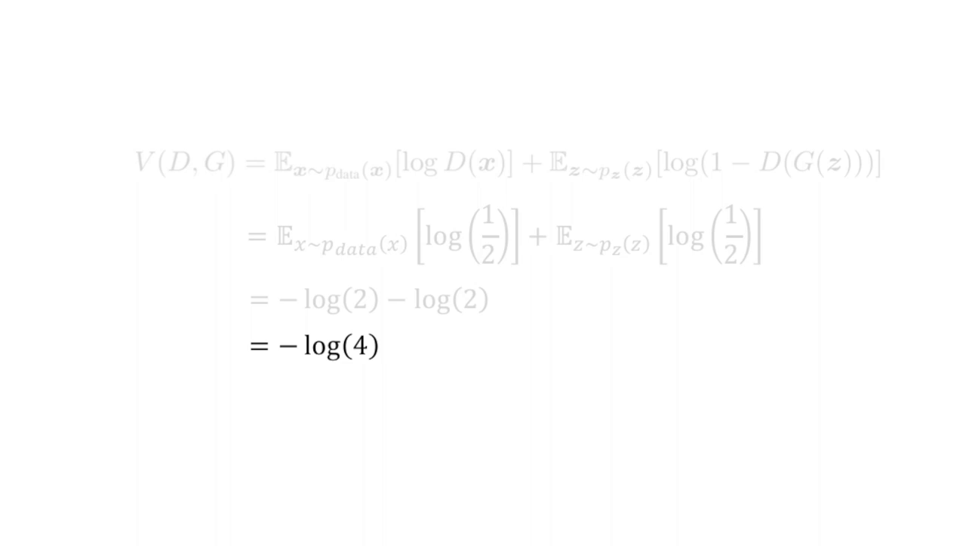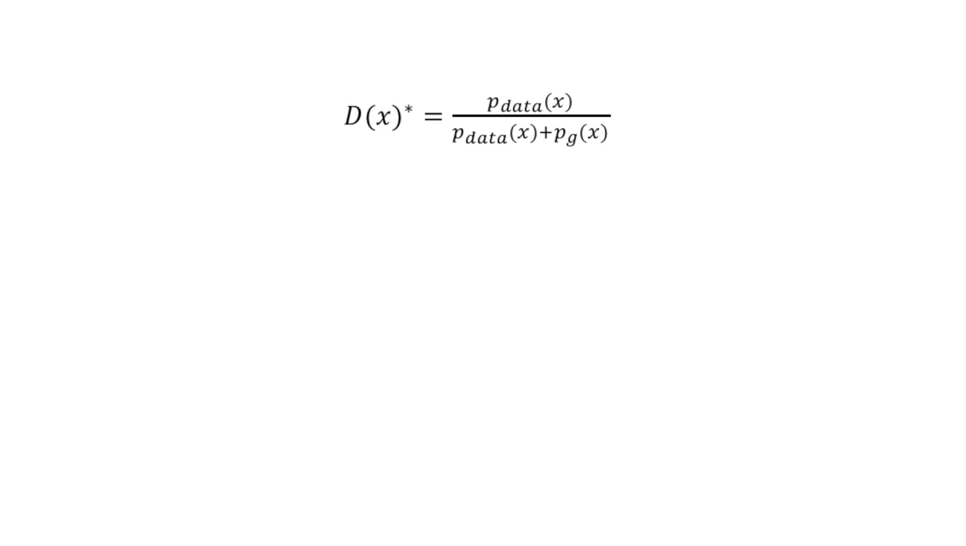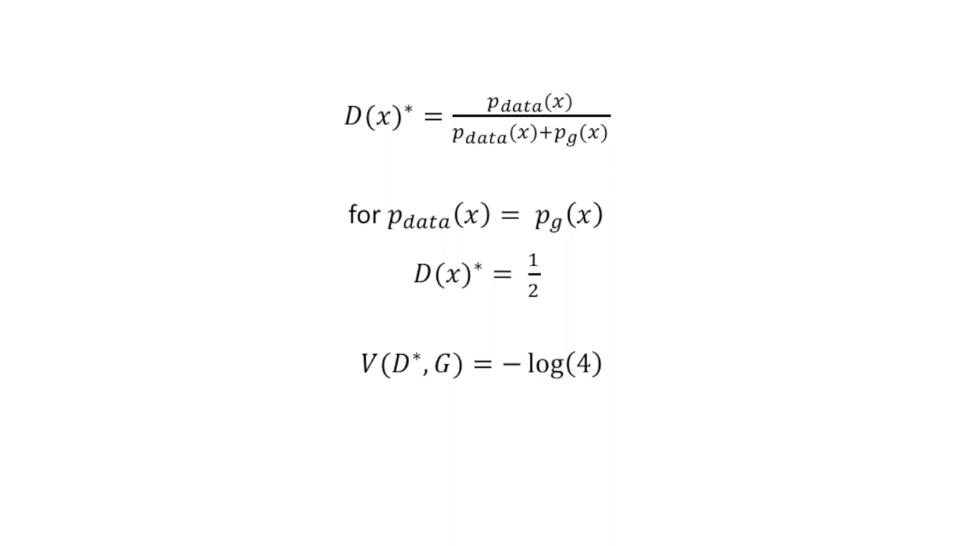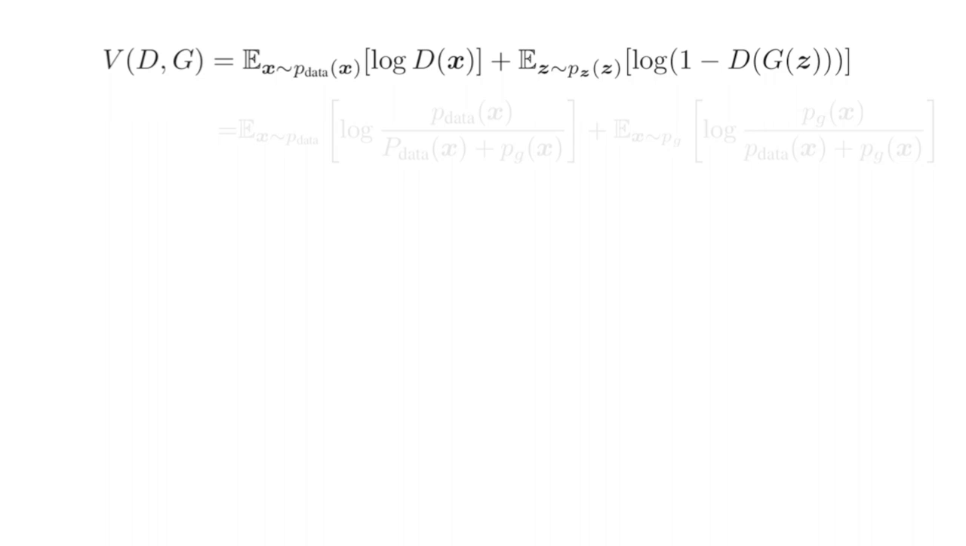So we have shown two things: that the optimal discriminator is given by a simple relation of the probability distributions of real and fake samples, and that when these distributions are equal, the maximum of the cost function is minus log 4. Second, they consider the generator, which wants to minimize the cost function. Let's look at the cost function again, and let's plug in our equation for the optimal discriminator to get an upper bound on the loss.